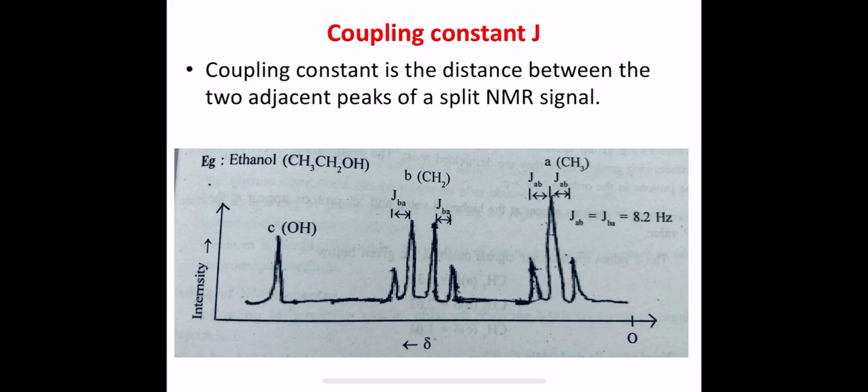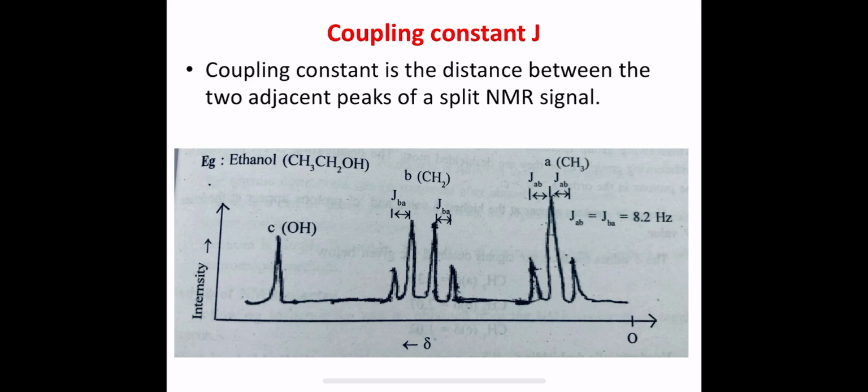Okay, and next is the coupling constant. What is meant by a coupling constant? The coupling constant is the distance between two adjacent peaks of a split in an NMR signal. For example, if we have a doublet or a triplet, here in this triplet, what is the distance between this intense peak and the neighboring peaks? This distance is calculated as the coupling constant.